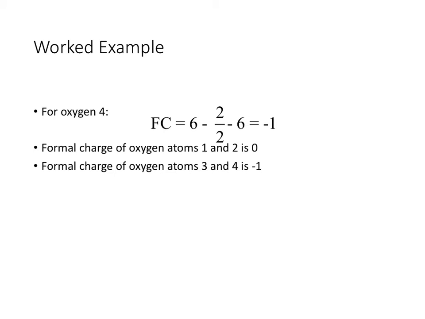Then finally, for oxygen 4, take 6 valence electrons minus 2 bonded electrons divided by 2 minus 6 gives you a -1. So overall, the formal charge of oxygen atoms 1 and 2 is 0, and of atoms 3 and 4 is -1 on each of those atoms.